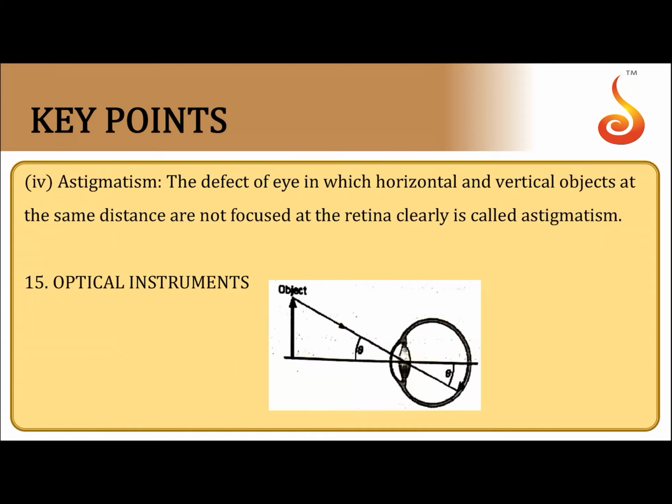One more defect is astigmatism, the defect of the eye in which horizontal and vertical objects at the same distance are not focused at the retina clearly.